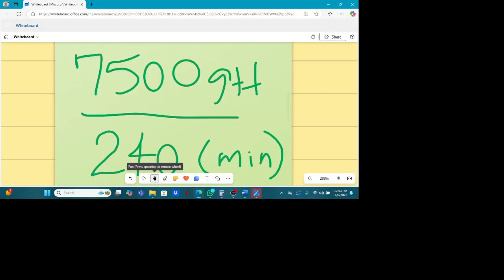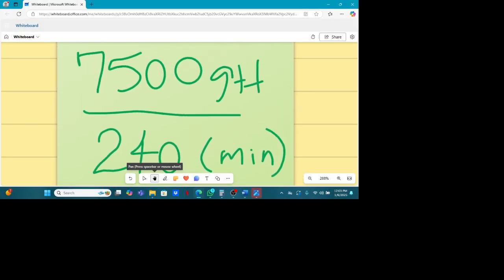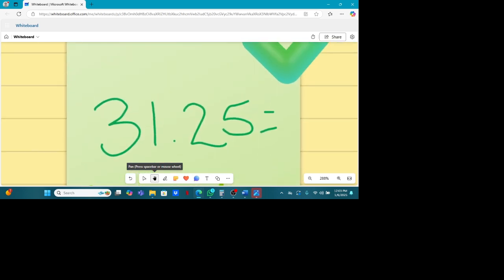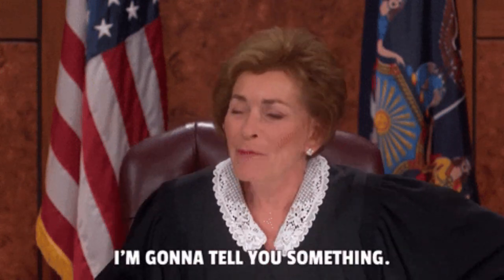Once you've plugged in your numbers, 7,500 drops over 240 minutes, you calculate and you end up with 31.25. Students, it's important that you understand when it comes to drip rates, the questions may not always tell you what to round to. You must know automatically that you have to round to the nearest whole number. You need to know how to round.